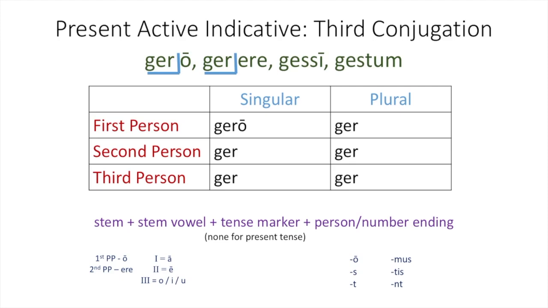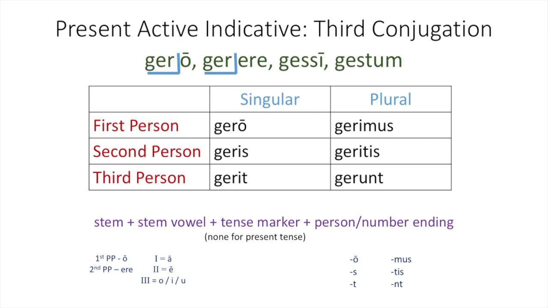Then you add your stem vowel. The stem vowel for third conjugation is an O, an I, or a U. It's O for the first person singular, an I for the second person singular, third person singular, first person plural, second person plural, and a U for the third person plural. Just like with your other conjugations, there is no tense marker for the present tense. Then you add on your person and number endings: -o/-m, -s, -t, -mus, -tis, -nt. You already have your O for your first person singular, and then you add on the -s, -t, -mus, -tis, -nt.